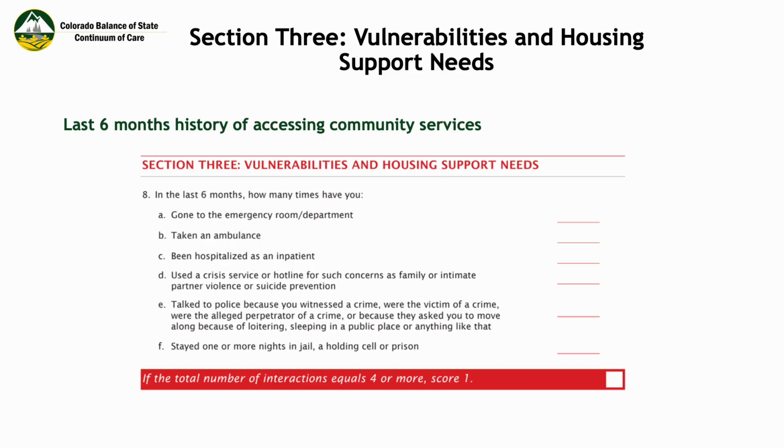In the last 6 months or since January, how many times have you used a crisis service or hotline for such concerns as family or intimate partner violence or suicide prevention? In the last 6 months or since January, how many times have you talked to the police because you witnessed a crime, were the victim of a crime, were the alleged perpetrator of a crime, or because they asked you to move along because of loitering, sleeping in a public place, or anything like that? And in the last 6 months or since January, how many times have you stayed 1 or more nights in a jail, holding cell, or prison?